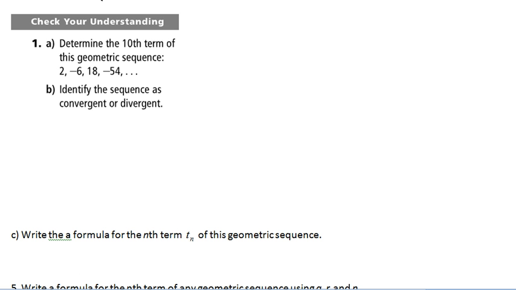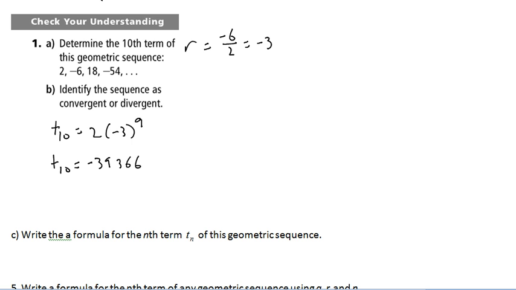And here's another similar question from the book. So we need to figure out r. Again, if you have a hard time figuring out r, just take any term divided by the one before it. In this case, our r is going to be negative 3. Okay, and they want to know T10. So for T10, we're going to have our original 2, and then we're going to have to multiply by negative 3 9 times. So T10 is going to be negative 39,366. Okay, in this case, our r isn't between negative 1 and 1, so we're going to be divergent.